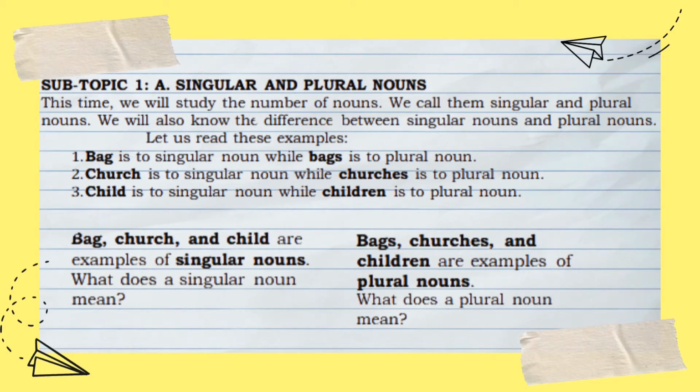So what are nouns? Okay. So nouns are the names of person, places, things, events. Okay, so that is what a noun is. So this time we are going to study more about the singular and plural nouns. So we already know what a noun is. So again, it is a name of person, places, things, or animals and events.